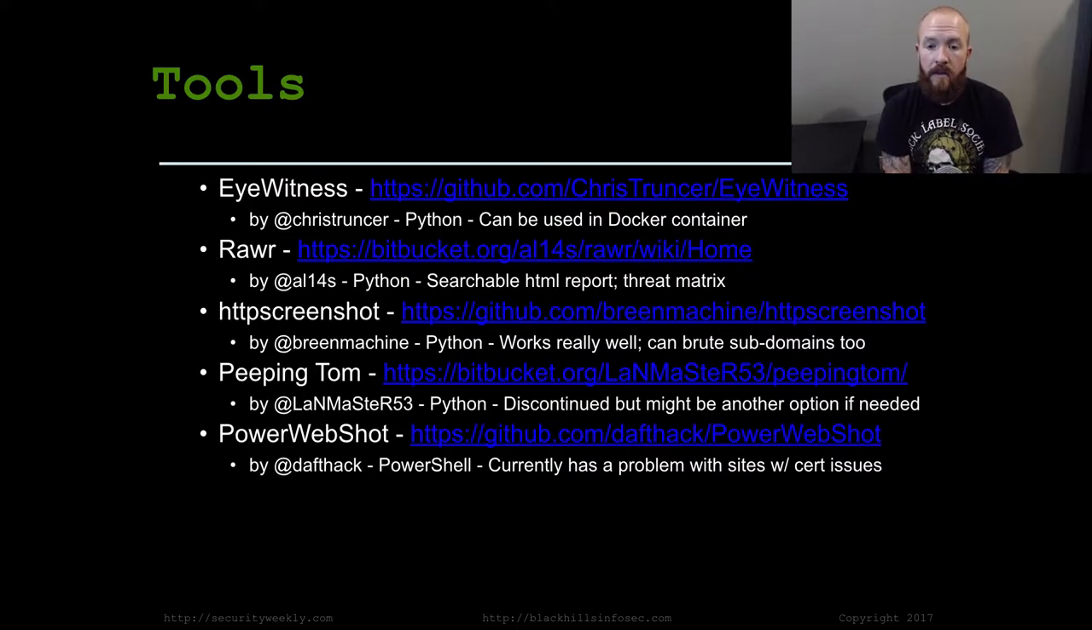There's RAWR that I've used a few different times as well. That's the Rapid Assessment of Web Resources tool. That one will output to a searchable HTML format, and they also have a threat matrix based off the header information that comes back. That's kind of neat. There's HTTPScreenshot by Breenmachine, which I've used a few different times, which is really great too. That one can brute force subdomains.